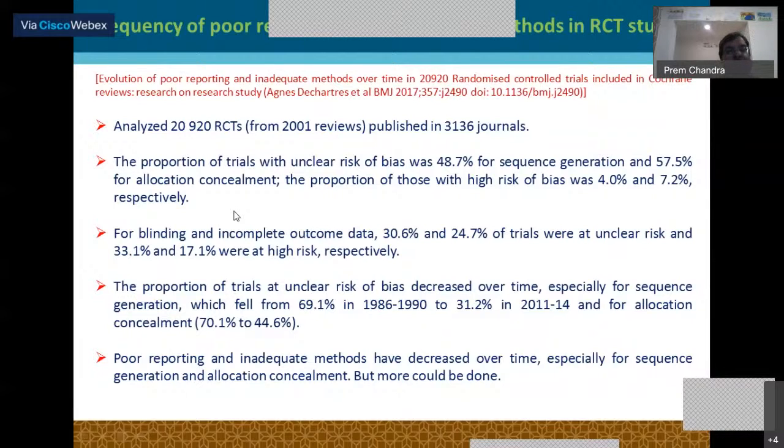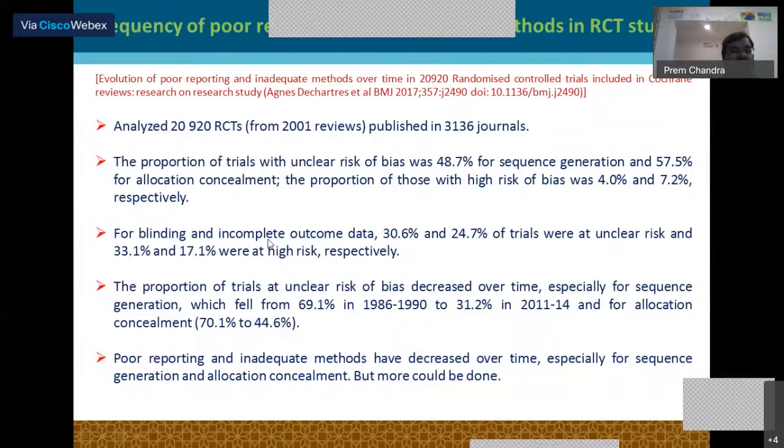If you look here, the proportion of trials with unclear risk of bias was almost half, 50% for sequence generation and 57% for allocation concealment. And the proportion of those with high risk is 4 and 7.2% respectively. Look at the frequency. It's close to 50% and more than 50% regarding sequence generation of randomization and allocation concealment, which we know is the very fundamental part of any RCT. And it is almost 50% of the studies where they did not report this very clearly.